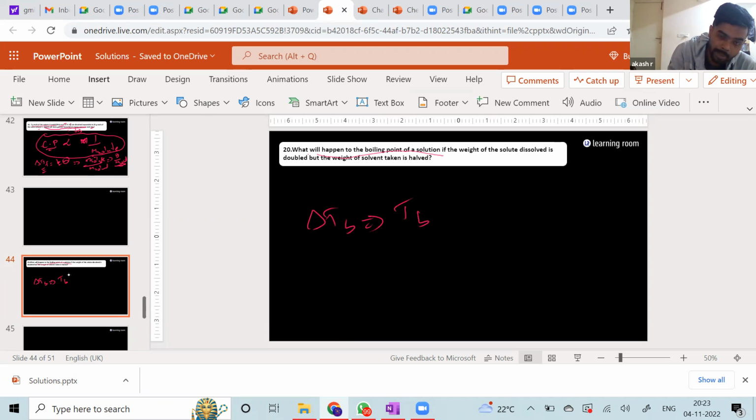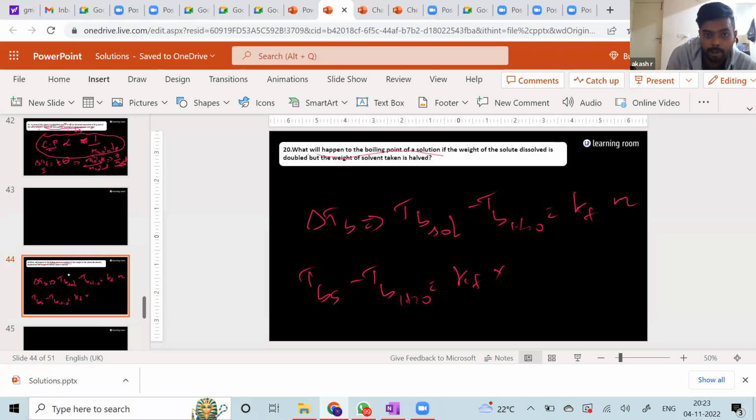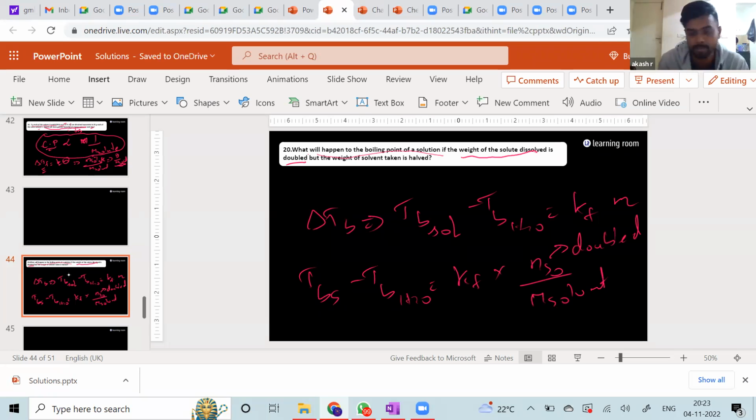Delta TB, that is, the TB of solution minus the TB of water, is equal to KB into m. And we can write this again: TB of solution minus TB of H2O is equal to KB into number of moles of solute divided by the mass of solvent. This is what we do. Now, if the weight of the solute dissolved is doubled, can I say the number of moles will also be doubled? Because number of moles is equal to given mass over molecular mass. If the given mass is doubled, obviously the number of moles is also doubled.